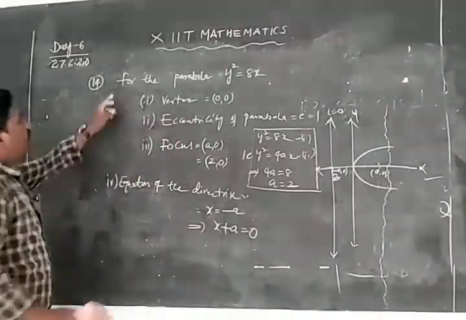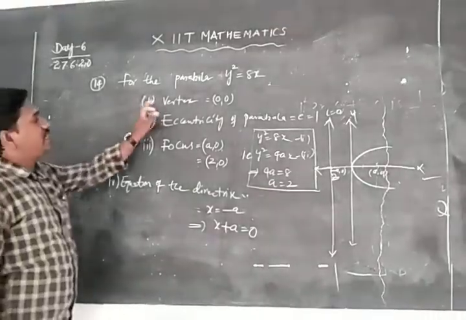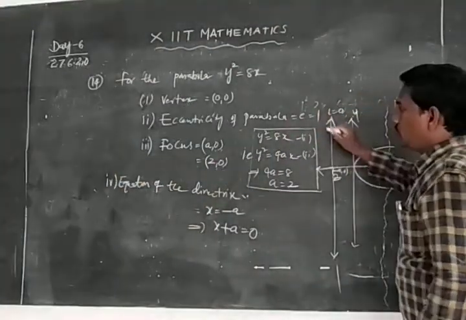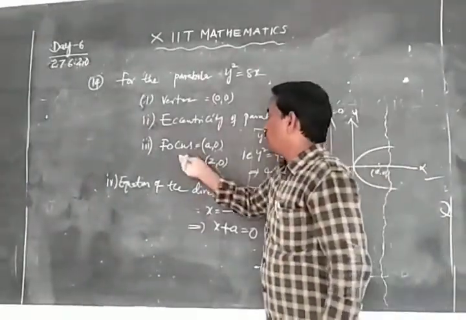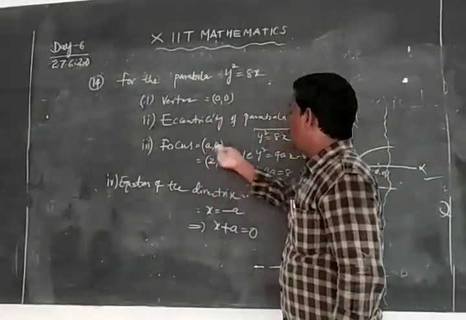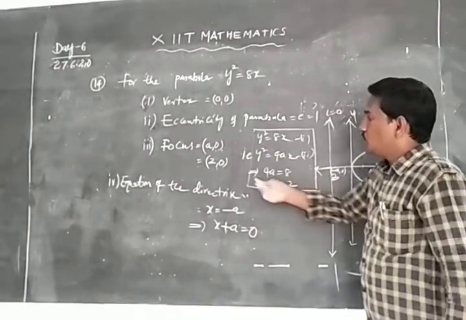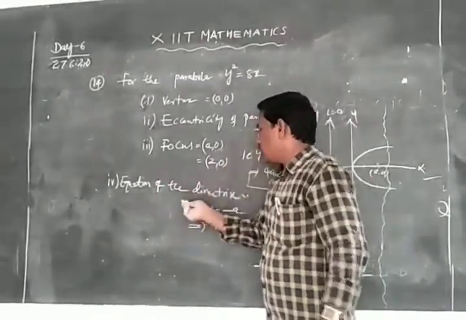So for the parabola y square is equal to 8x, let the vertex be (0, 0). Eccentricity of any parabola is equal to 1, and this is the condition of the parabola. The focus is (a, 0), and comparing with y square is equal to 8x, we get a equal to 2. So the focus is (2, 0). The equation of the directrix.